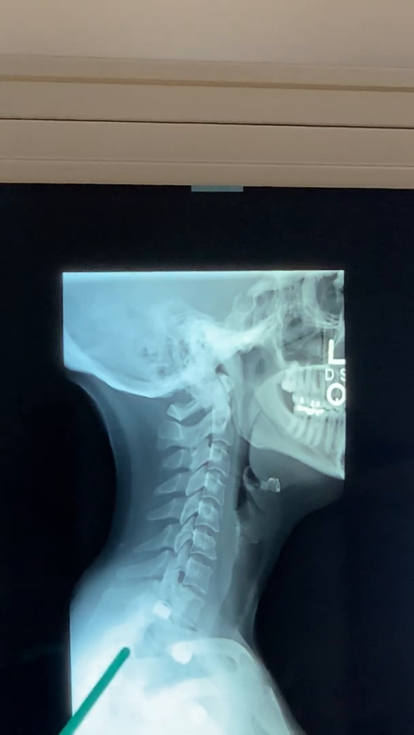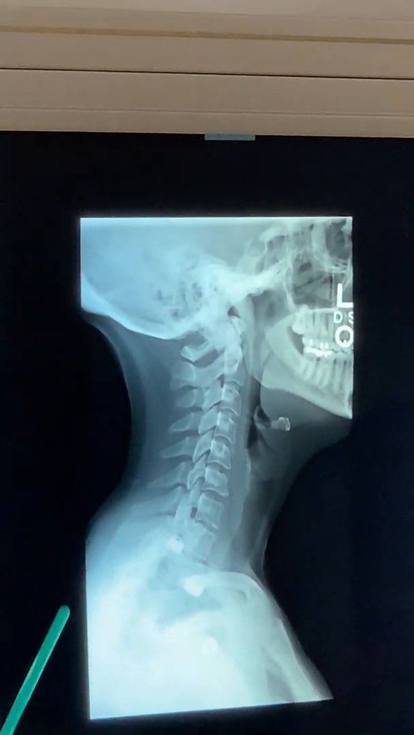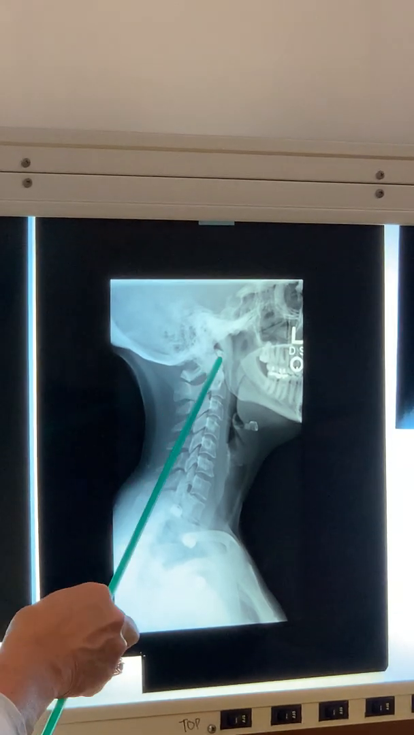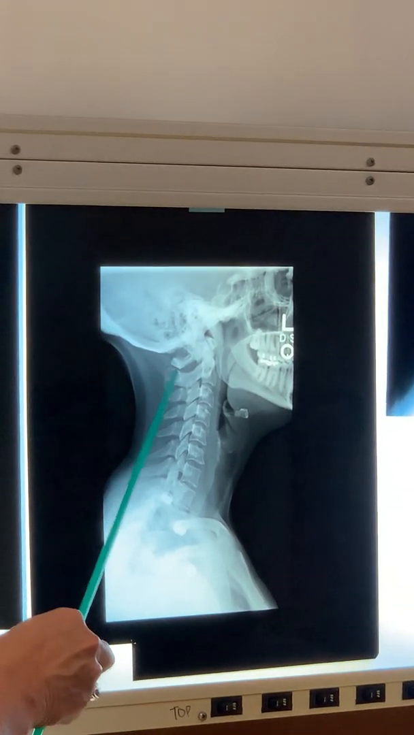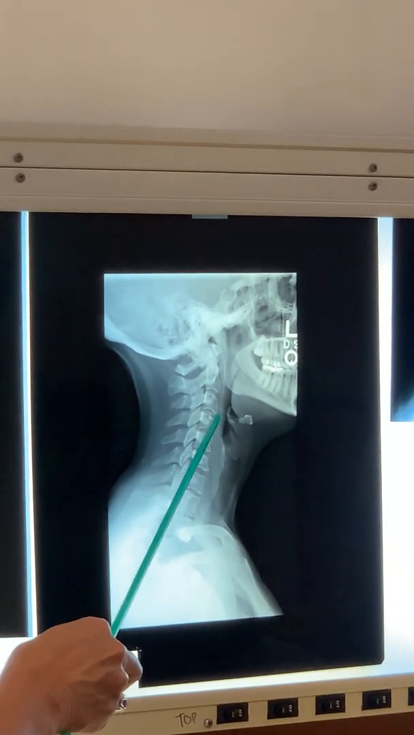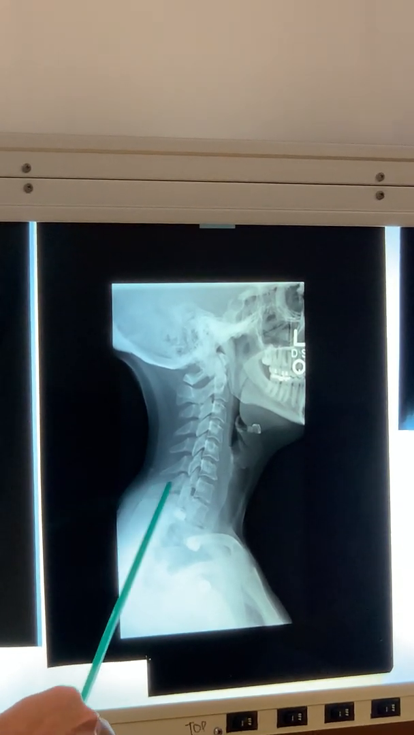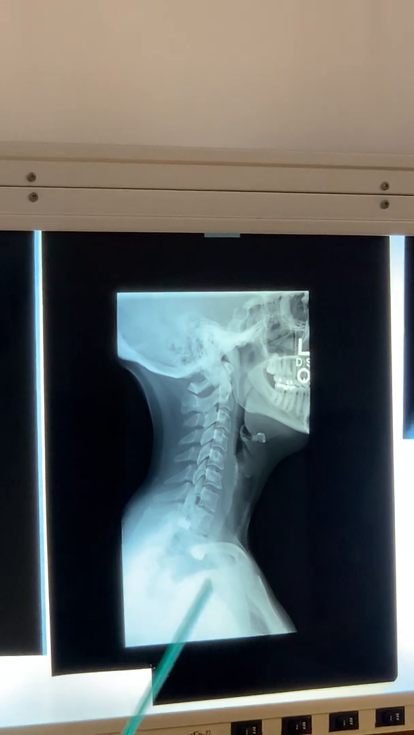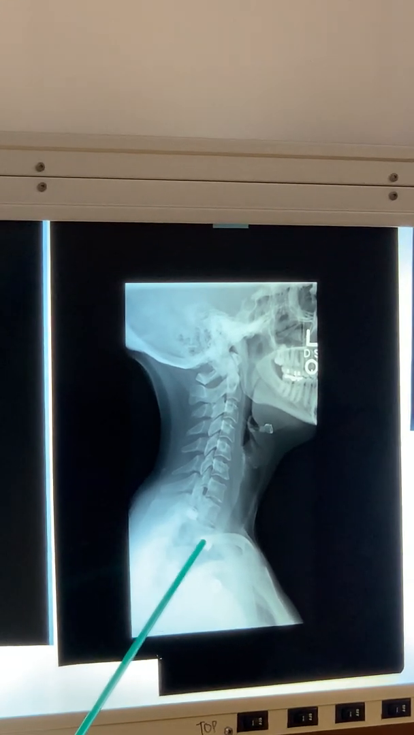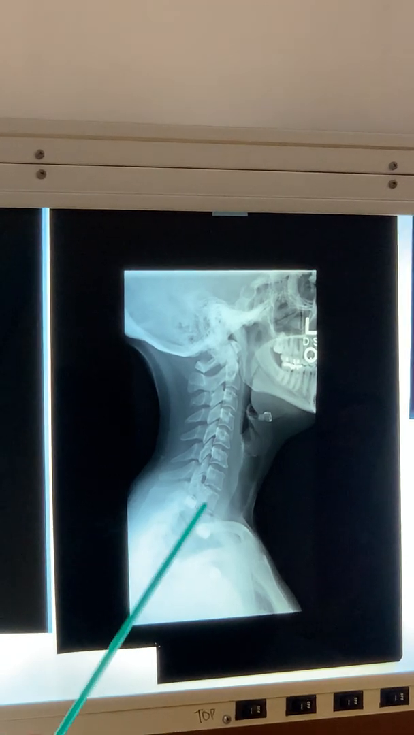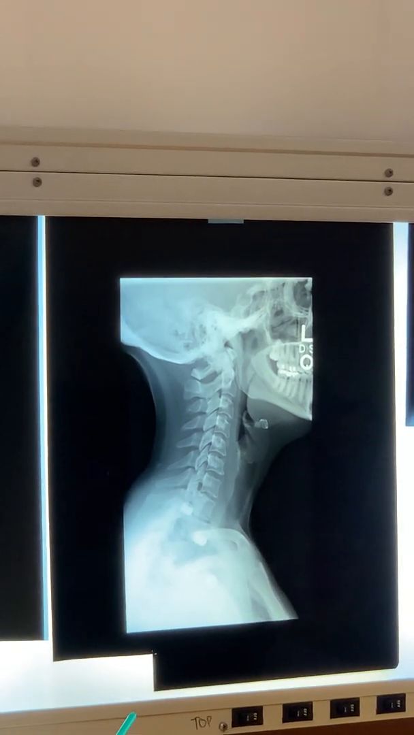Alright, so this one's good. We have all the spinous processes on here. Here's C1, ring-like, C2 with that big odontoid, 3, 4, 5, 6, C7. We've got T1 too. What are these? The buttons or snaps on the gowns.